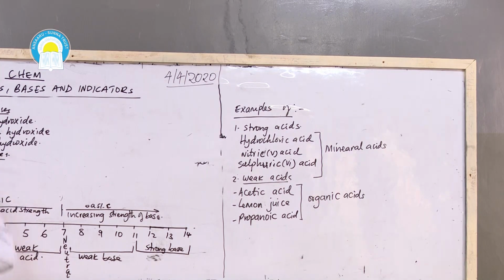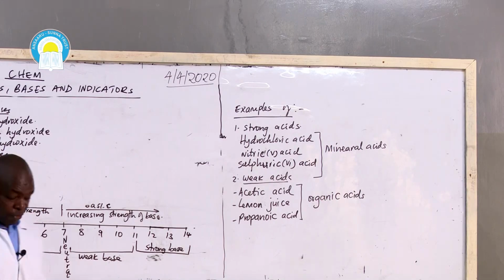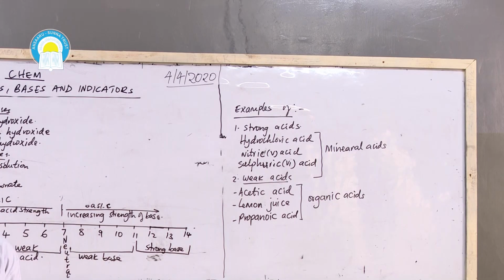Examples of weak bases. We have ammonia solution. We have wood ash. And then we have sodium carbonate solution. Those are examples of strong acids, strong bases, weak acids, and weak bases.